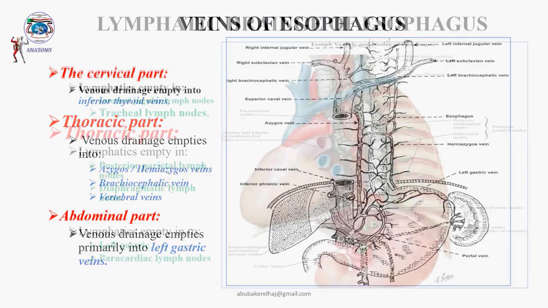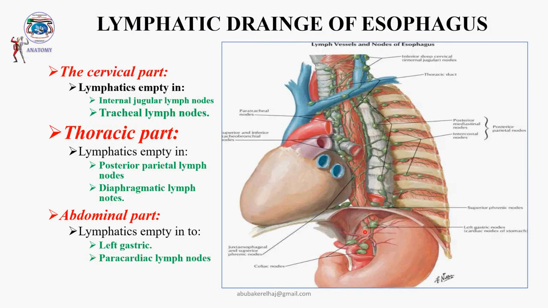The lymphatic drainage of the esophagus in the cervical region goes into the internal jugular lymph nodes and tracheal lymph nodes, that means parallel to the trachea, as you see here, okay, and posteriorly along this area. And then in the thoracic part, we have the posterior parietal lymph nodes, down to the level of the diaphragmatic lymph nodes.